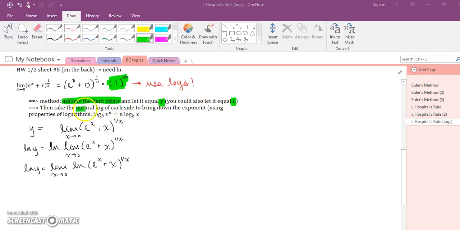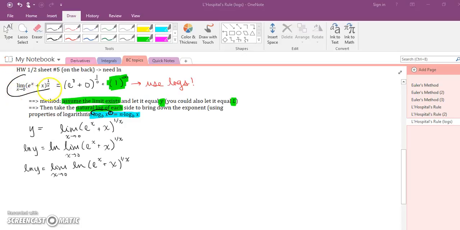And then we're going to take the natural log of each side to bring down the exponent, because we are going to use this exponent rule here, which says if you have the logarithm of some exponential term, you can always bring the exponent out front and multiply by the logarithm. It's the same exact thing. So you did that in Algebra 2.